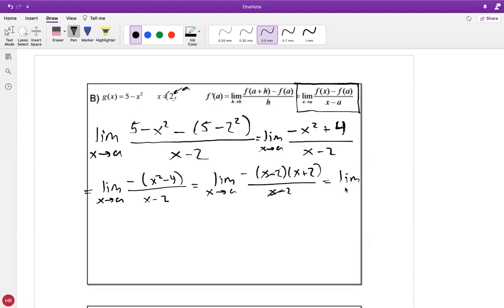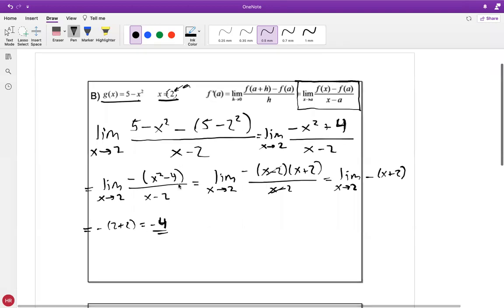So it's the limit. I keep writing x approaches a, but I know what a is. Should be writing as x approaches 2. Limit as x approaches 2. And now what's left? Negative x plus 2. Now, up until this point, I had that same problem where I couldn't plug the 2 in, but now I can. So now I plug in 2 for x, and I get negative 2 plus 2, which is -4. So the slope of this curve at this point is -4.